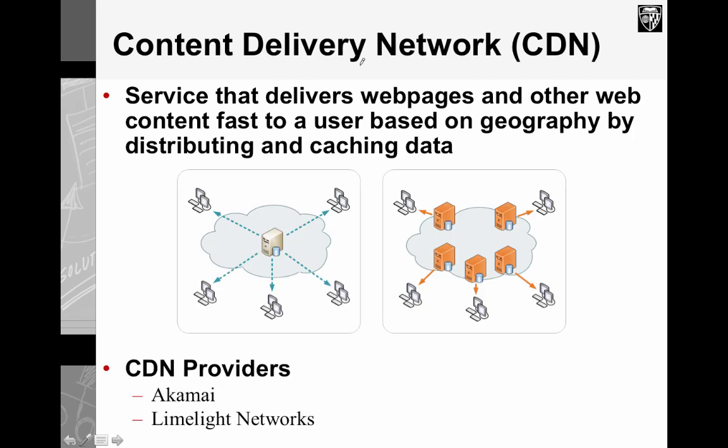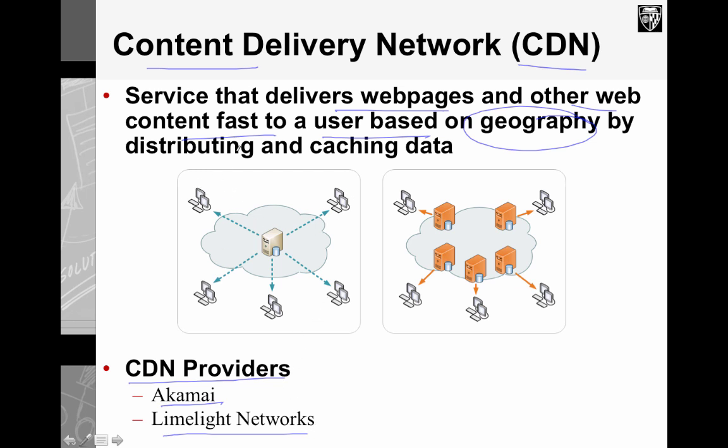There is also Content Delivery Network, also called CDNs. CDN is a service that delivers web pages and other web content to a user based upon geography. So if a user is in Japan, then you want to give them web pages and images and audio and media files much faster by distributing the data to those different geographical locations so that they can get the data from the local servers. CDNs actually provide such services. Akamai and Limelight Networks are classic examples of CDN providers.